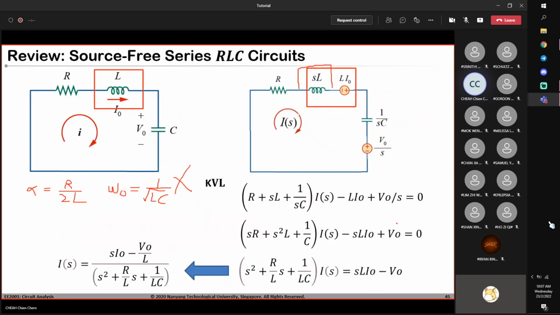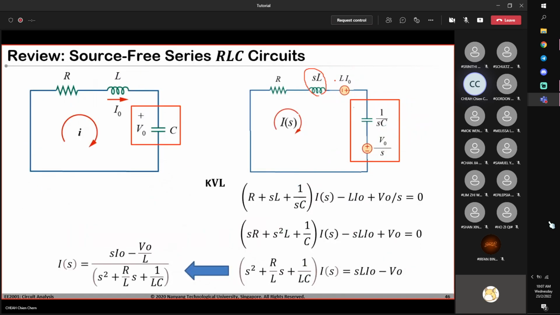So even if you put parallel, eventually you should use source transformations to put everything into series, then you have only one loop. Then you take Kirchhoff's voltage law around this loop. Resistor I R, inductor I sL, capacitor I times 1 over sC. Then there are some voltage sources; add them up, back to 0. Then you do algebraic manipulations, and you can find the current. So the current is equal to this form.